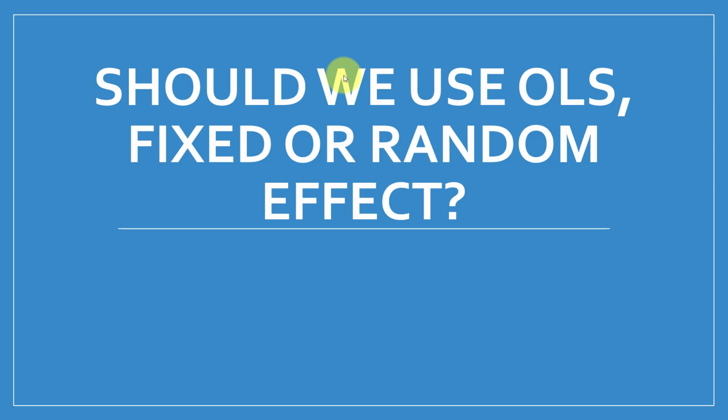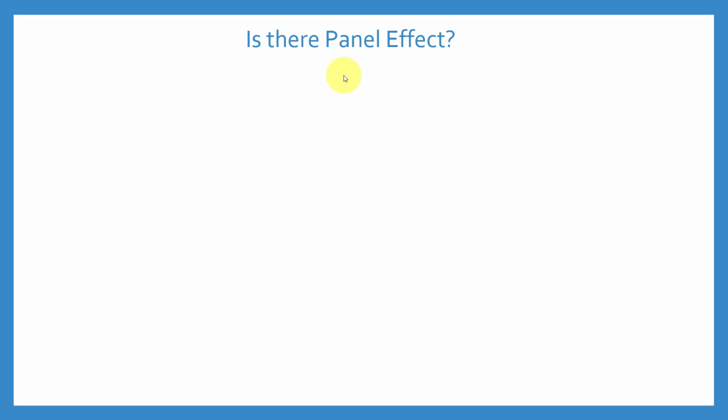Okay, so should we use OLS, fixed effect, or random effect model? How do we know that? So the first thing we need to decide is whether there is a panel effect or not. And that we do using the Breusch Pagan test. If there is no panel effect, that means there is no individuality or no individual characteristics that would impact our dependent variable, then we can safely use pooled OLS. So is there a panel effect? No, and then we can use pooled OLS.